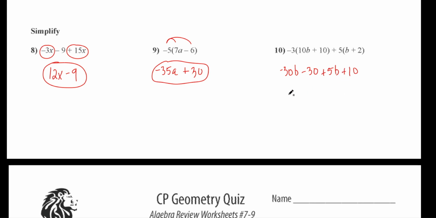Is it 25? It's negative 25, because you subtract the two numbers and take the sign of the bigger number. The bigger number is 30, it's negative, so this is negative 25 B. All right, I know I'm going kind of fast, but you can always go back and look. Negative 30 plus 10 is negative 20. That's your answer. You can't add those together because that has a B, that doesn't. All right, let's keep going.